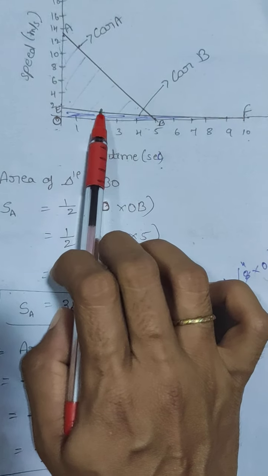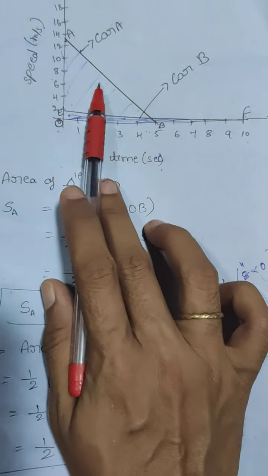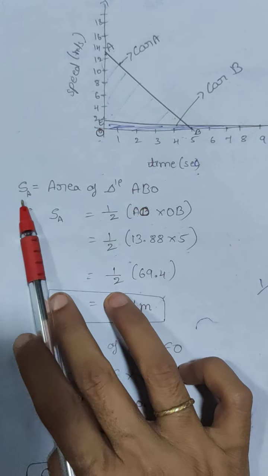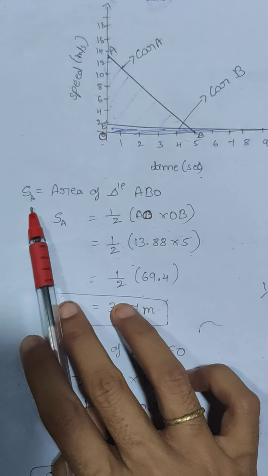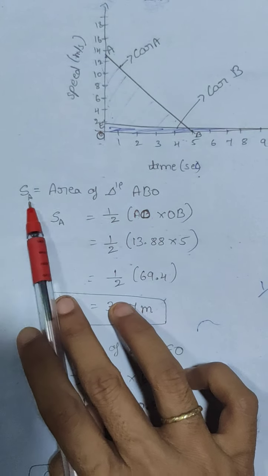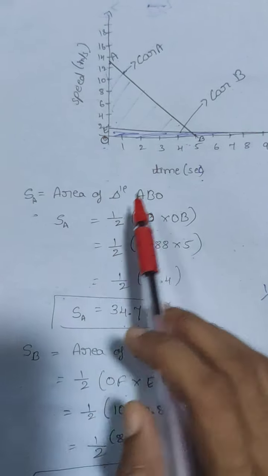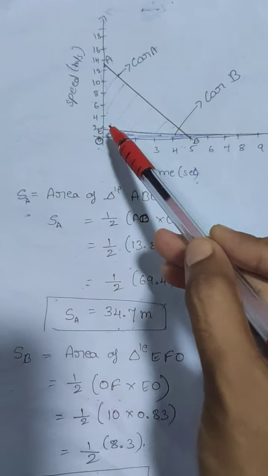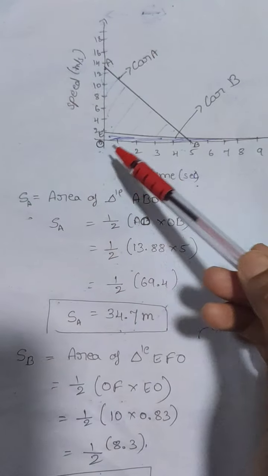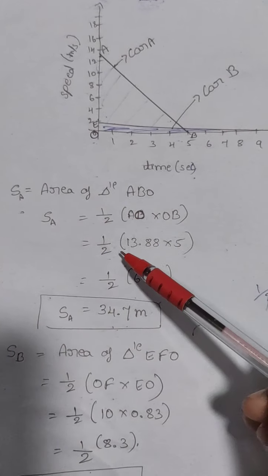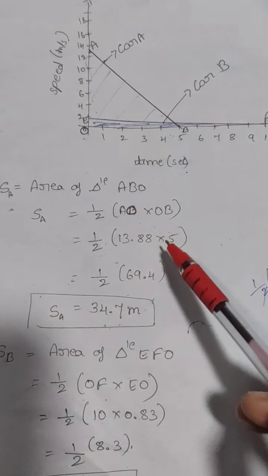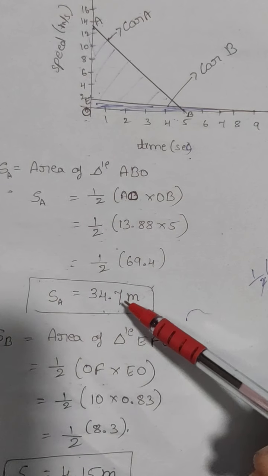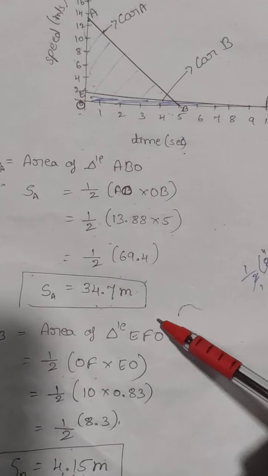So from this graph we can calculate the distance traveled by the object. For car A, SA represents the distance traveled by car A. So it is equal to the area of triangle AOB. The area is base into height. The base is 5 seconds, and the height is 13.88. By cancellation we will get 34.7 meter.